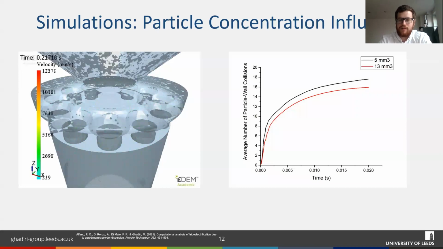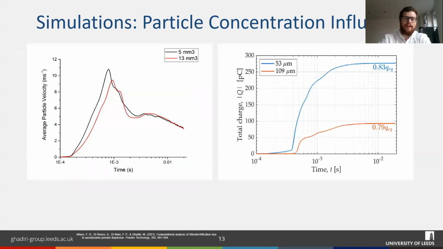It's about a 10% difference. So it looks to be about 17 particle collisions by the end for the 5mm cube, whereas it's only around 15 for the 13mm cube. Whilst this goes some way to describing why we may be seeing significantly lower specific charge in the higher volumes, we thought there's more to be looked at here. So we started thinking about the average particle velocity. And you can see that for the 5mm cube again, quite consistently, you're looking at higher average particle velocities, particularly in the first millisecond of the simulations.